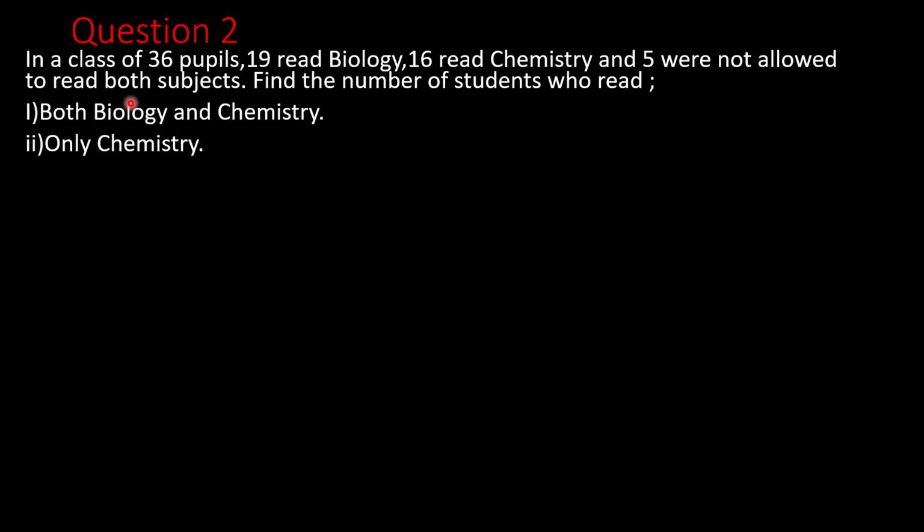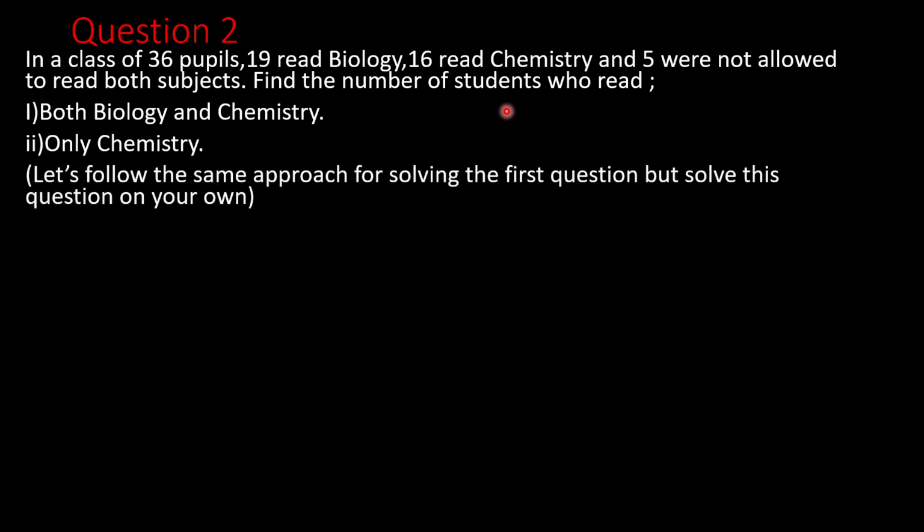So in a class of 36 pupils, 19 read biology, 16 read chemistry, and 5 were not allowed to read both subjects or any of the subjects. Find the number of students who read I, both biology and chemistry, II, only chemistry. So you use the same approach as we used in solving the first question, but I'll let you solve this on your own, while I'm reviewing it for you.